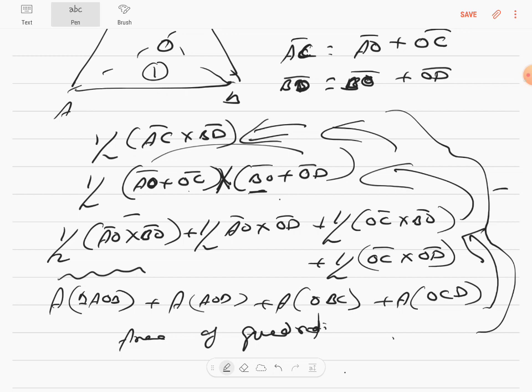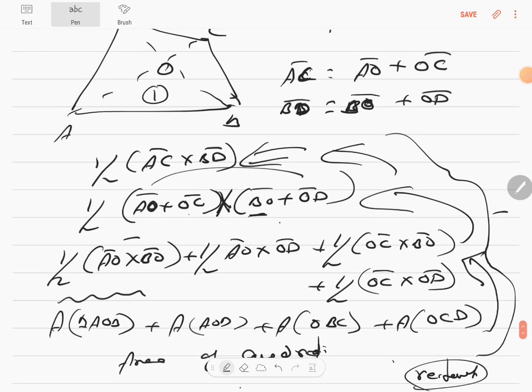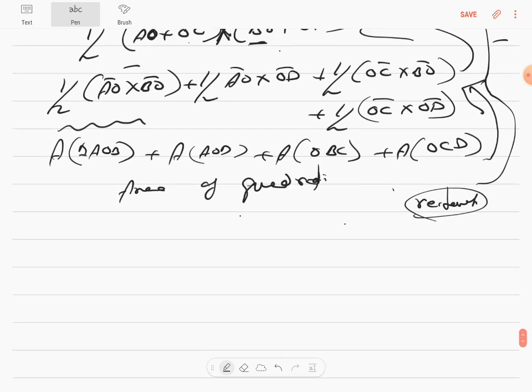The whole point I would like to reiterate here is that this formula half of D1 cross D2 applies for a quadrilateral, but every parallelogram is a quadrilateral, so I could incorporate this in that. Are you clear? Yes. So that's about it.